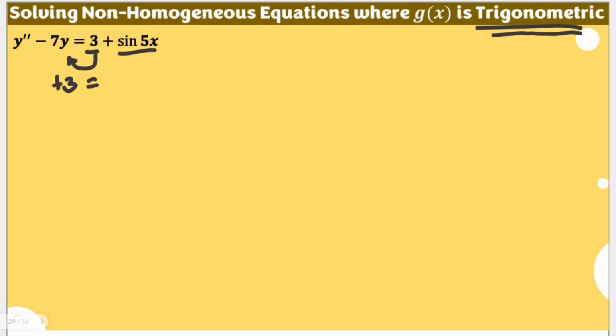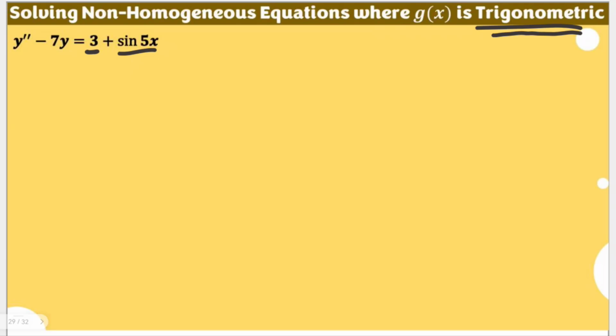It doesn't have the dependent variable y, which would mean this is really a non-homogeneous equation. That's why we are just leaving 3 on the other side. In short, our g of x is, aside from being a trigonometric function, also a constant. So there is an additional process involved here because the right-hand side involves two terms.